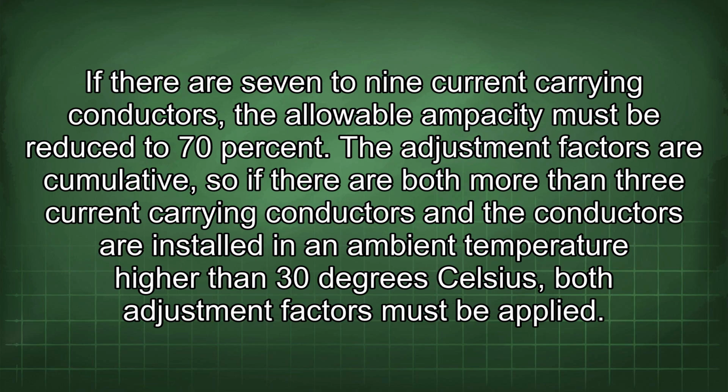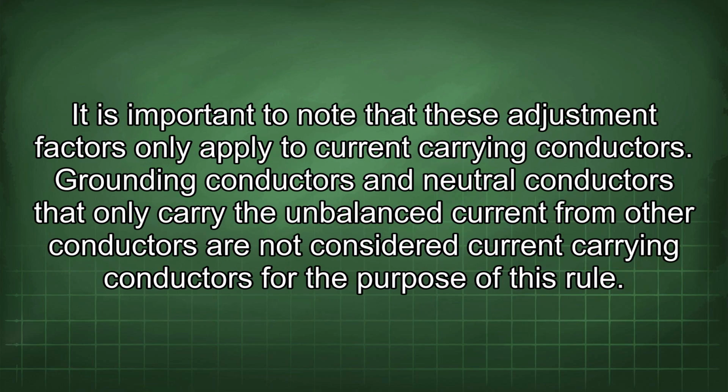The adjustment factors are cumulative, so if there are both more than 3 current carrying conductors and the conductors are installed in an ambient temperature higher than 30 degrees Celsius, both adjustment factors must be applied. It is important to note that these adjustment factors only apply to current carrying conductors. Grounding conductors and neutral conductors that only carry the unbalanced current from other conductors are not considered current carrying conductors for the purpose of this rule.